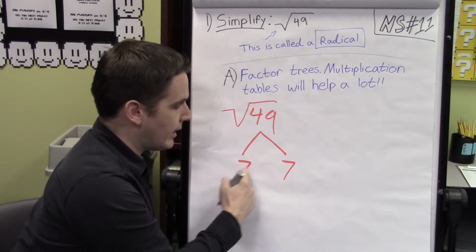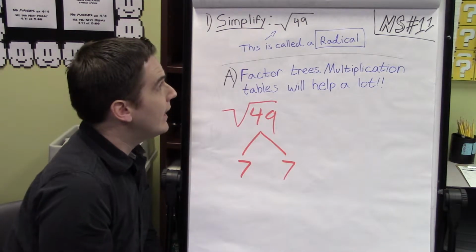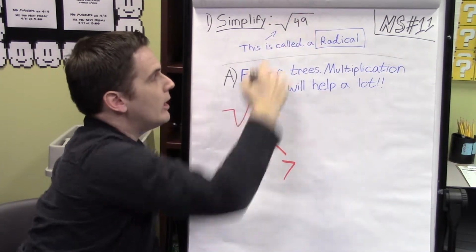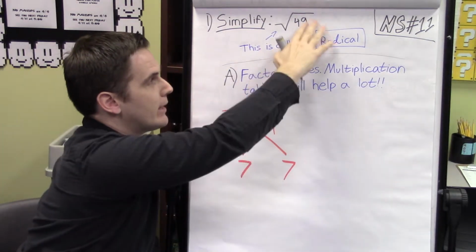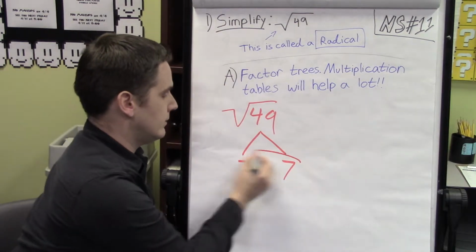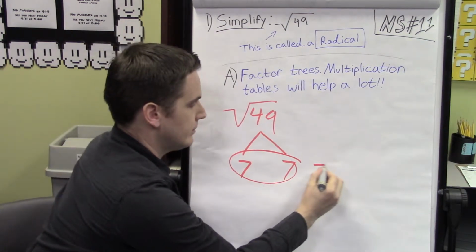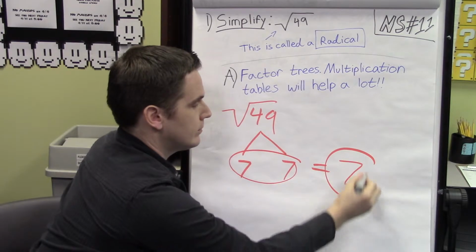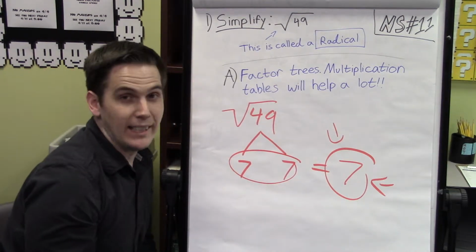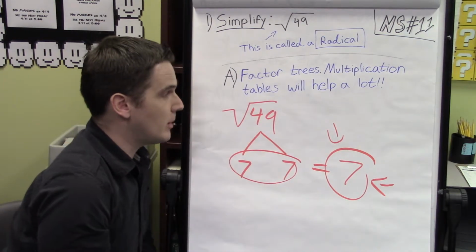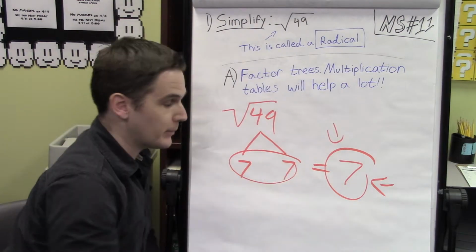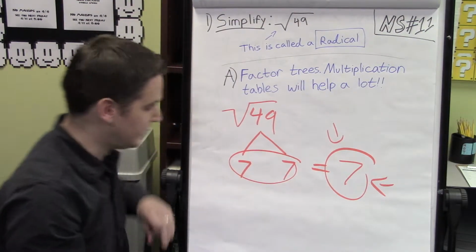So since 7 times itself is 49, that means the square root, because this is called a radical, this symbol, but what it's asking you to do is find the square root of 49. So the square root of 49 is 7. And that's it. That's why I say your multiplication table is your workhorse for this problem. It will do all the work for you, except for write it for you with the pencil.